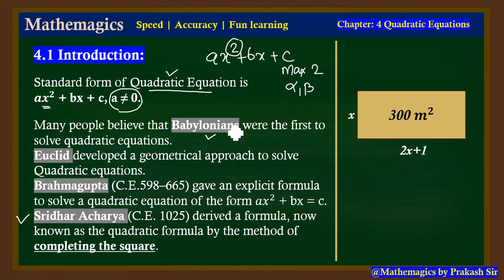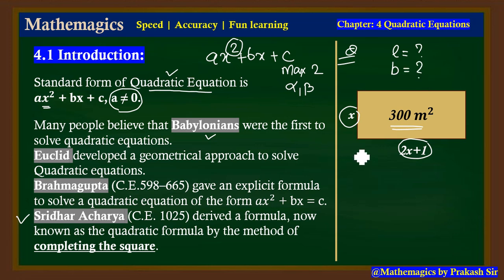We already discussed a lot regarding the quadratic equation, but how the quadratic equation is formed and where we are going to implement it, now it's time to understand. Here, dear friends, the question is given that it is a rectangular plot, and in this rectangular plot, the area is equal to 300 meter square. Here, the length is equal to 2x plus 1, and the breadth is equal to x. The question is asking what the length and what the breadth are. So these two parts we are going to calculate.